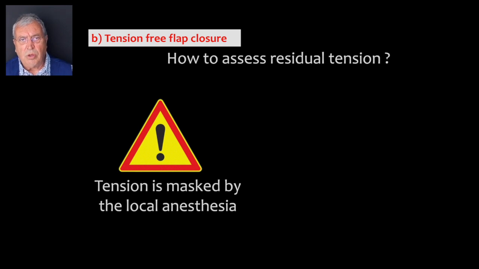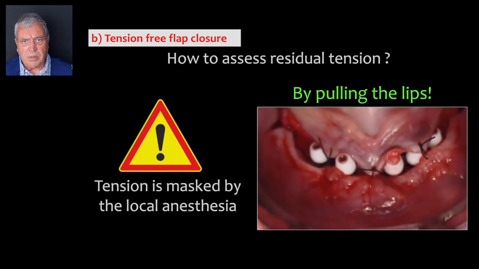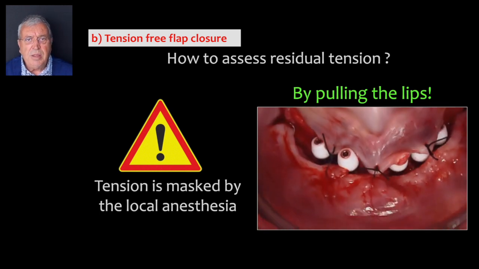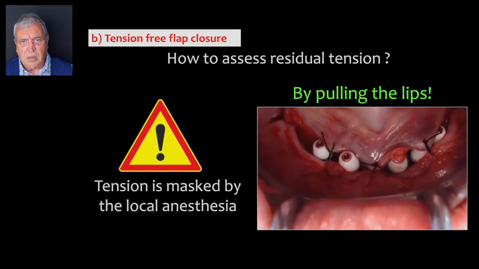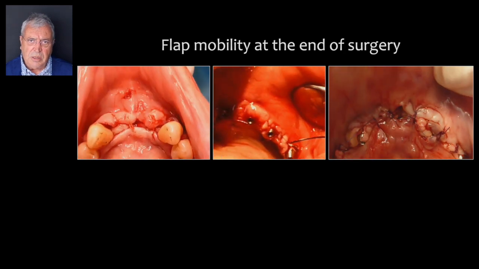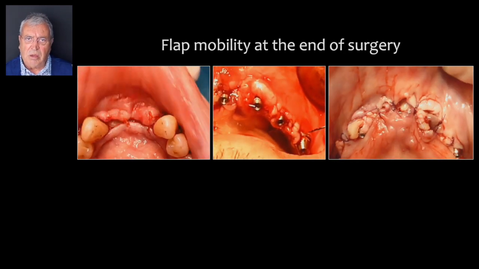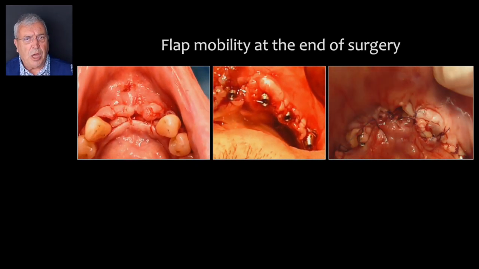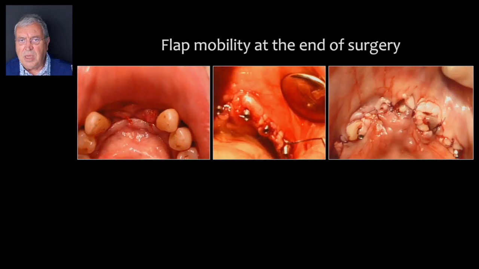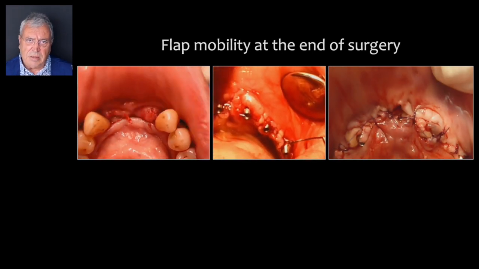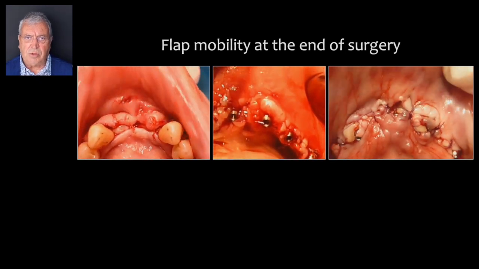But if we want to see exactly how is the tension, we just need to pull the lips. And then you will see two things: the tension and the mobility of the flaps. This is how to assess it. If you pull the lips, you will see how the flap is mobile and under tension when the patient are smiling, coughing, speaking, eating. This test is mandatory at the end of the surgery.